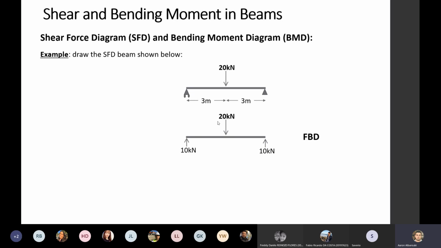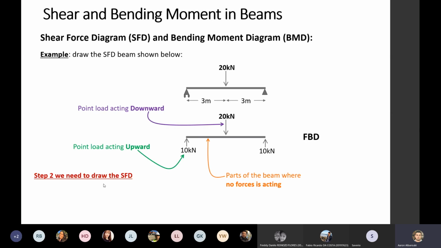Okay, so that's our starting point. That's our beam free body diagram. That will allow us to start drawing our shear force diagram. Let's analyze what we've got there based on the rules we learned. I've got a force acting upward, another force acting downward, and an area between the two forces that has no forces acting on it. Is anything not clear about this, guys? Okay. We're all clear about this terminology here?